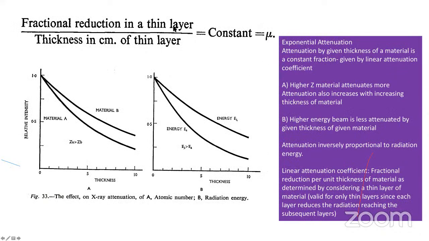So this shows the fractional reduction in a thin layer, where the thickness in centimeters of the thin layer is constant. There are two different materials: material A with higher Z, meaning the atomic number is more, and material B with lower atomic number, and this is the energy. Energy E1 is a lower energy, and E2 is higher energy.